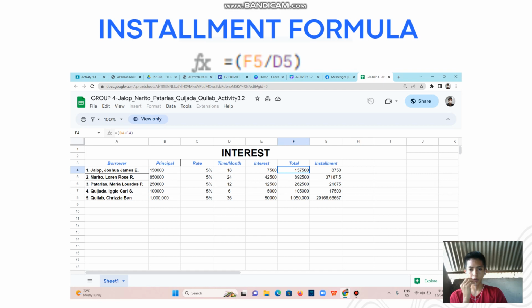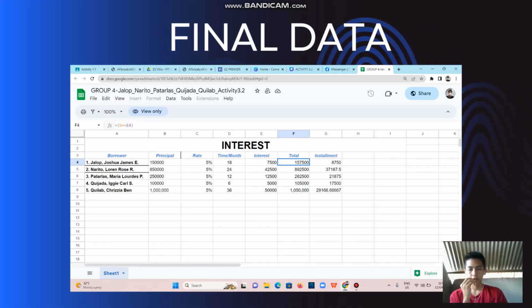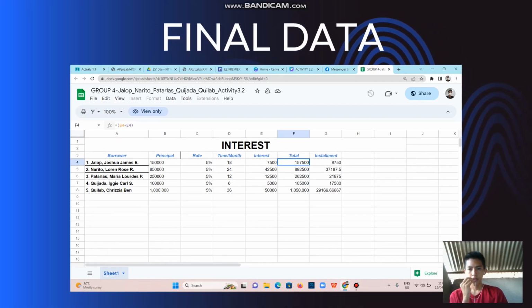For Narito Lauren Rose, she will be paying 37,187.5 monthly. For Patarlas, 21,875. For me, 17,500. And for Kilab, she got 29,166.66667 pesos. And that is the installment formula. So here is our final data.